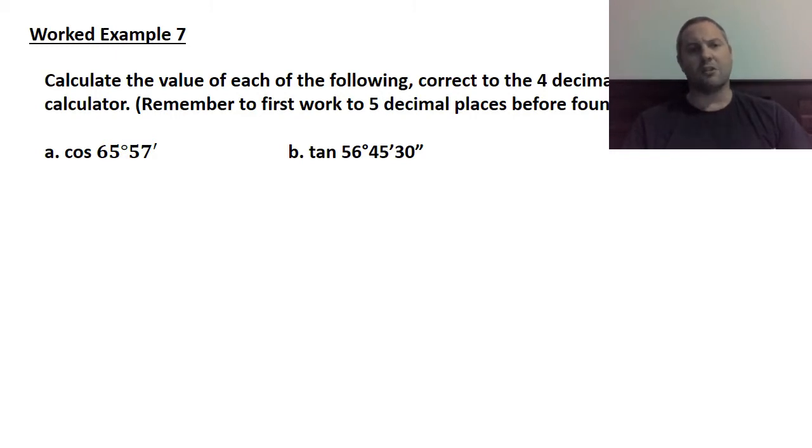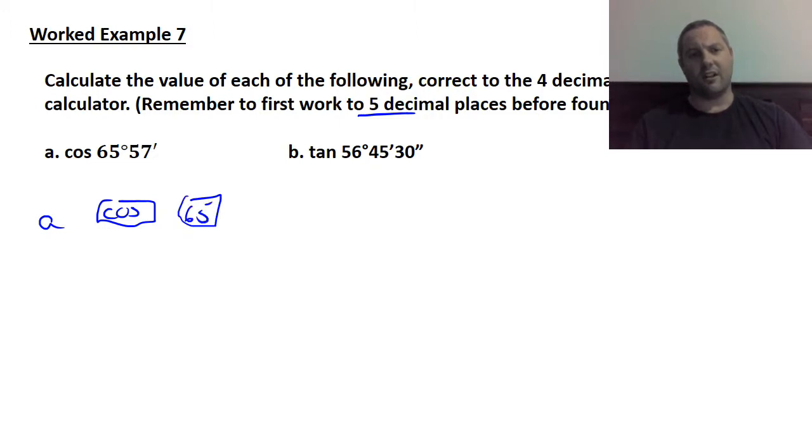Worked example 7 is asking you to calculate the values of each of the following correct to 4 decimal places using a calculator. Remember to first work to 5 decimal places before rounding. This is important. You need the fifth number to work out the fourth. So in your calculator, you're going to do a simple thing for question A. You're going to press your first button, which is cos. Then you're going to press 65, and in that DMS button I mentioned before, you need to press it once, then you press 57, and then you press that DMS button again to get the minutes.